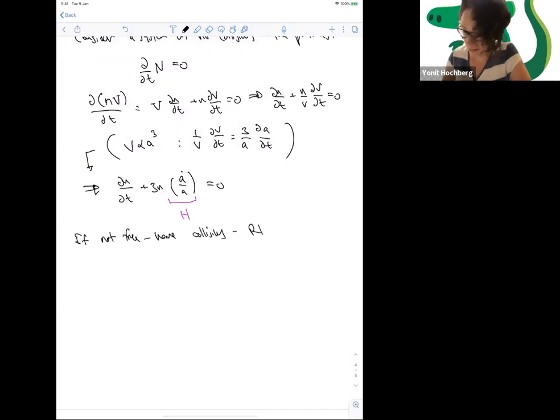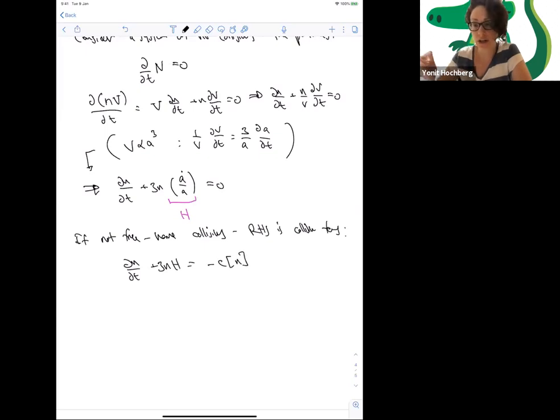And what happens is that our right-hand side becomes all of these collision terms, and we're going to write them out for particular cases in a moment. So dn dt plus 3nH equals minus collision terms that are a function of the number densities of the particles that are involved. So this is the general form of the Boltzmann equation that we're going to be using.